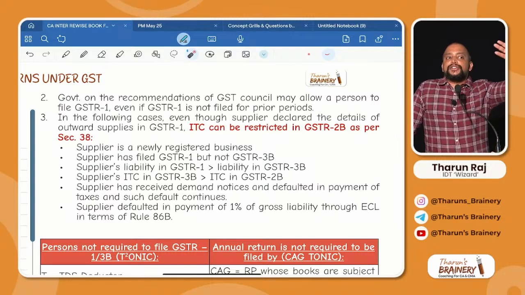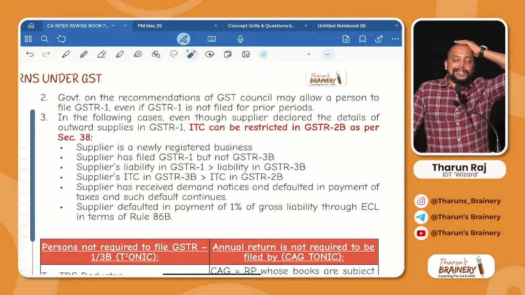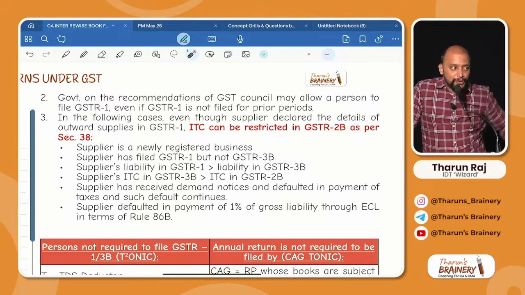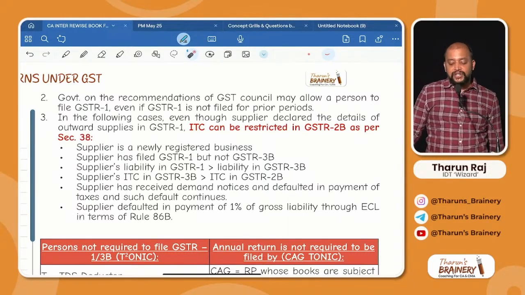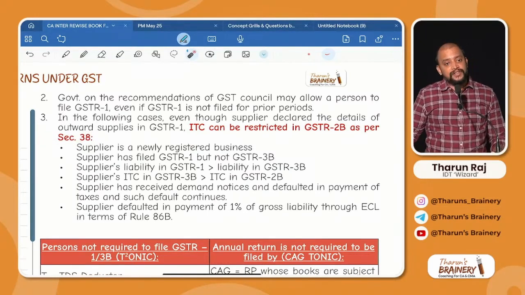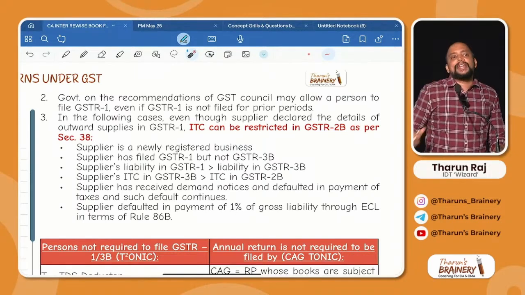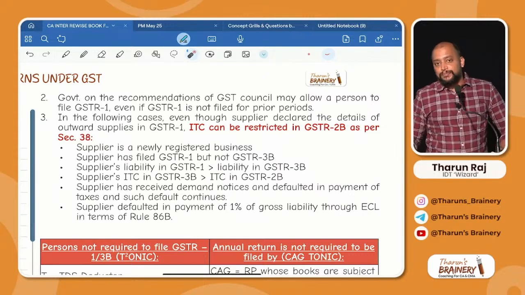So 3 conditions to be fulfilled by the supplier. In that, the first condition we understood. What is that first condition? The supplier should file the GSTR 1 and report the details. Second condition, the supplier should pay the GST by September 30th of next financial year. Third, because of section 38, it will come in GSTR 2B ITC not available. If it comes in ITC not available, we cannot take. Why will it come in ITC not available? Because of the mistake of the supplier. What mistake will the supplier make?